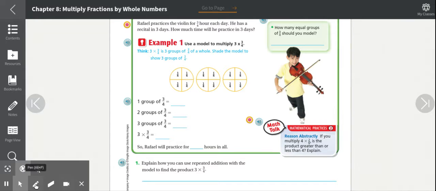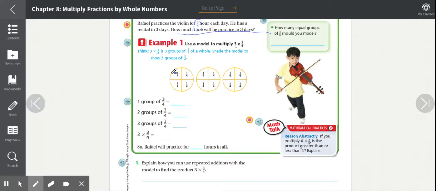So it says here that Raphael practices the violin for 3/4 hour each day. So one day he practices 3/4 of an hour, another day 3/4 of an hour, and so on. He has a recital in 3 days. So how much time can he practice in those 3 days? Now, we could use a model and we could think 3 days times 3/4 each day.